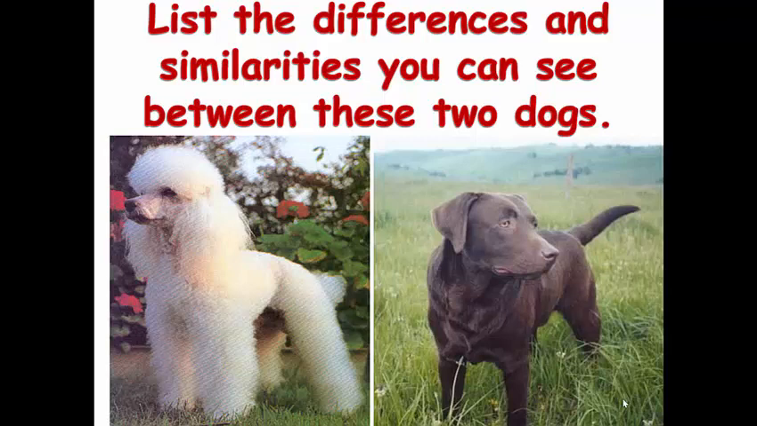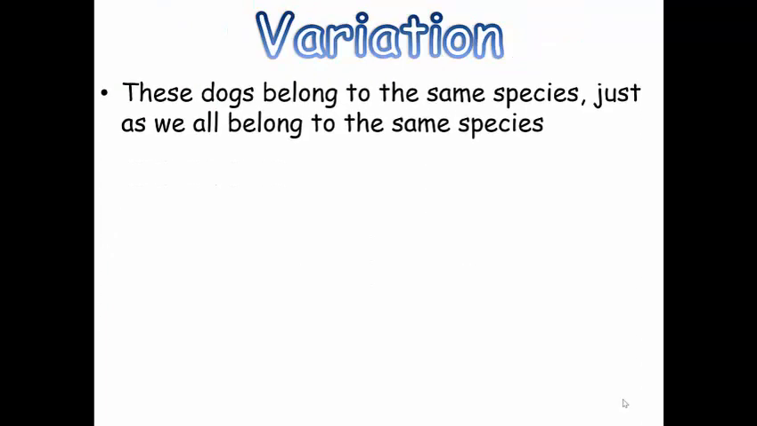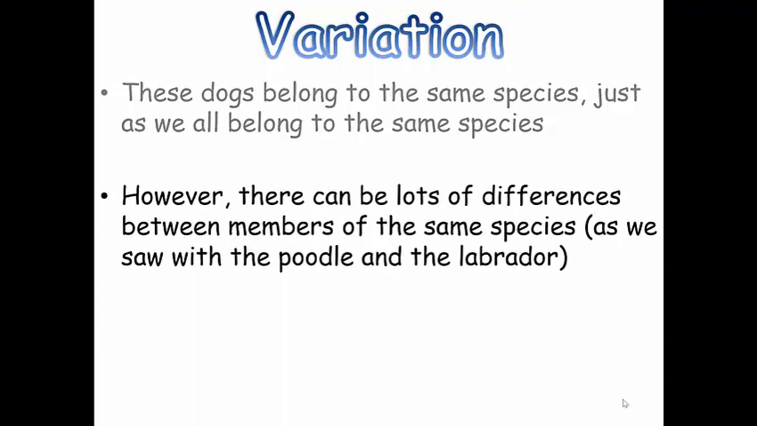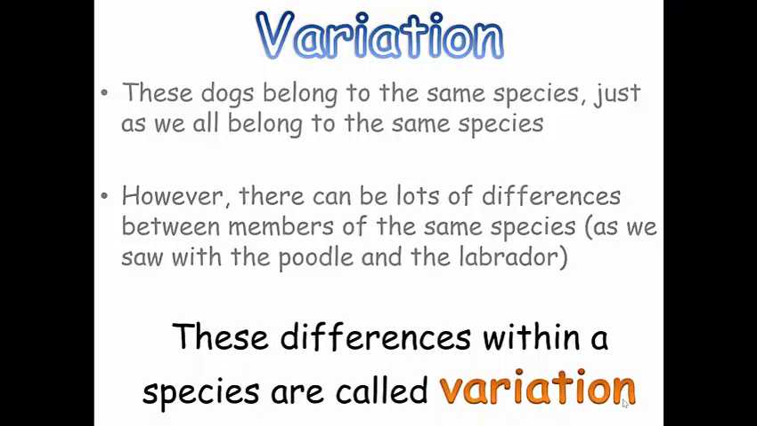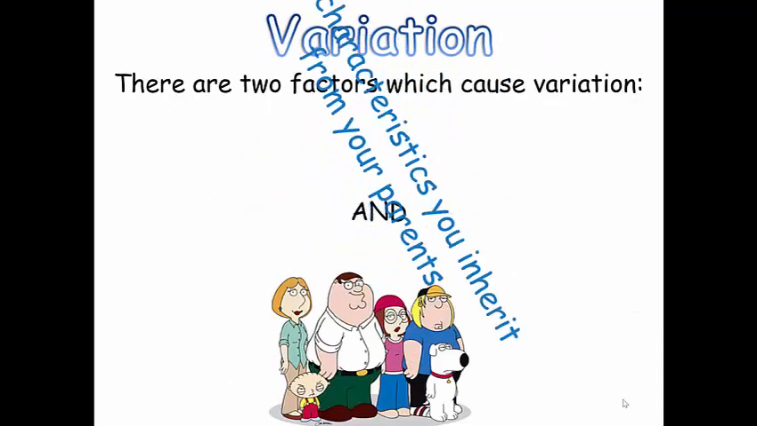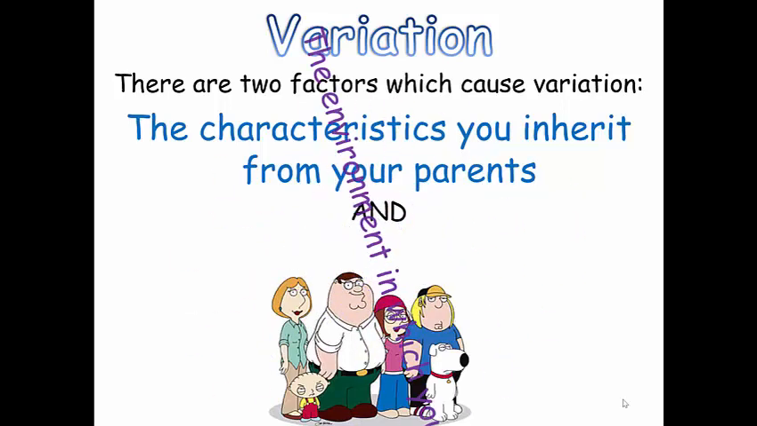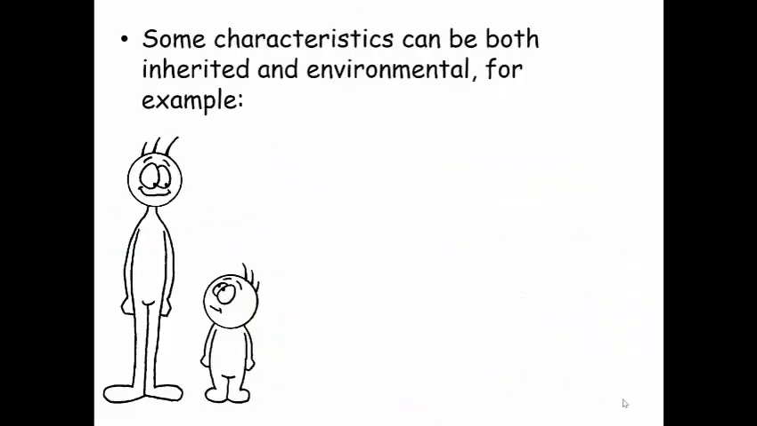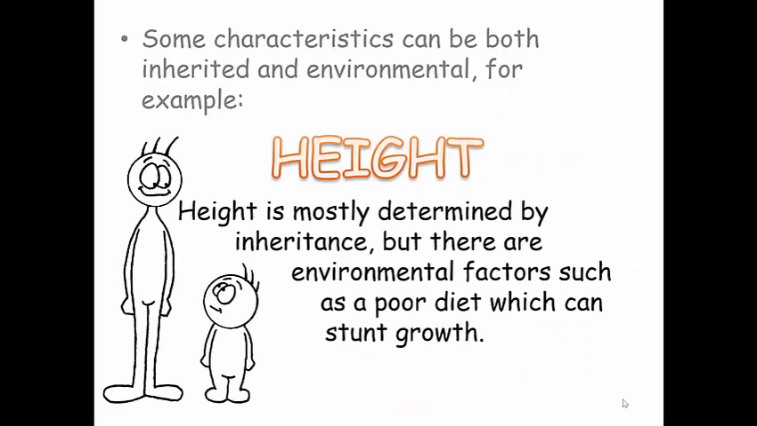So what we're going to look at today is the fact that even though they're both dogs, they're both the same species, there's variation between them, and we're going to look at why that is. So these dogs belong to the same species, just as all humans belong to the same species. However, there are lots of differences between members of the same species, as we saw between the poodle and the Labrador, and we call those differences variation. So we know already that there are two factors causing variation: the characteristics you inherit from your parents and the environment you live in. Some characteristics can be inherited and environmental, for example, height.